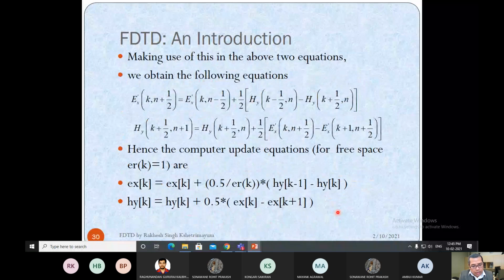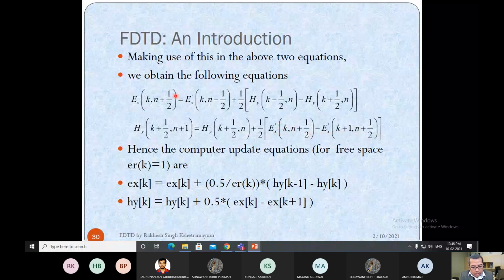So let us go back to the equation. In the update equation, we use the change of variable of Ex as Ex dash so that numerical error is minimized. So Ex dash at k, n plus half is equal to Ex dash at k, n minus half, this is for the previous time step, plus that constant you have here, which turns out to be half when you apply the Courant stability criterion, times Hy at k minus half, n minus Hy at k plus half, n. Similarly, you also have the update equation for Hy at k plus half, at n plus 1 equal to Hy at k plus half, n plus half Ex dash at k, n plus half minus Ex dash at k plus 1, n plus half.